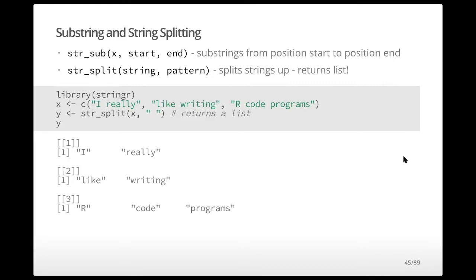So there's str_sub. str_sub will take a substring, and you say the start position to the end position. Let's say I want the first 3 characters of everything. I would say str_sub, give it a vector, and I would say 1 to 3. That'll give me the first 3 characters of any given string in there. Let's say we have this character vector of length 3. So x is I really like writing R code programs.